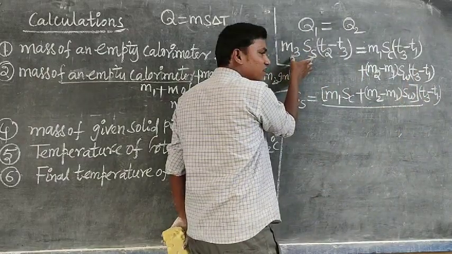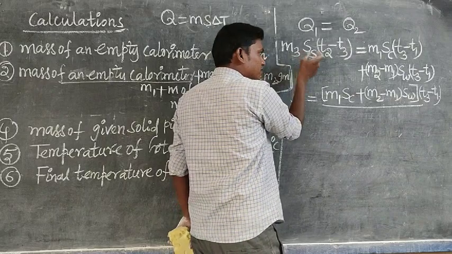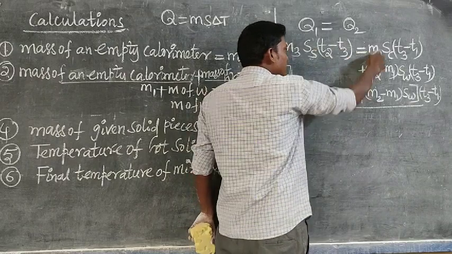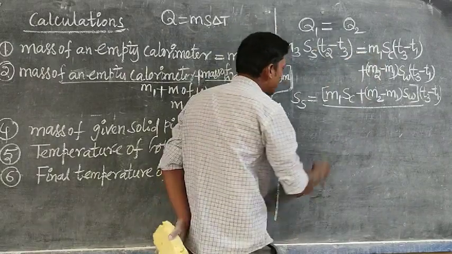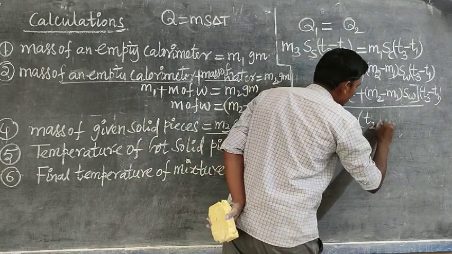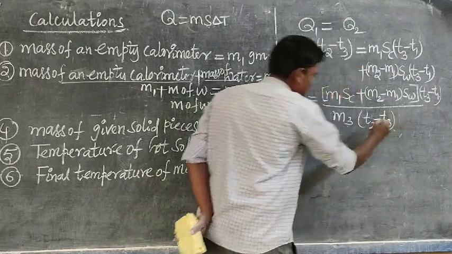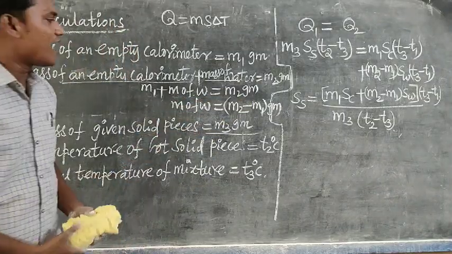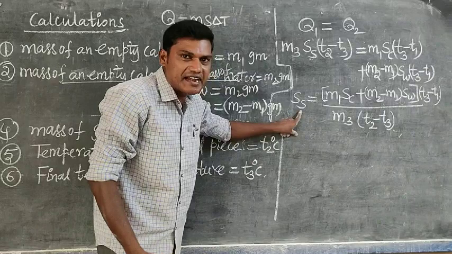So M1 SC plus M2 minus M1 of SW into T3 minus T1 upon, okay, in the left hand side M3 and T2 minus T3, we transfer to which side? Right hand side. That's right. So M3 of T2 minus T3. So this is the formula to find the specific heat of the solid experimentally.